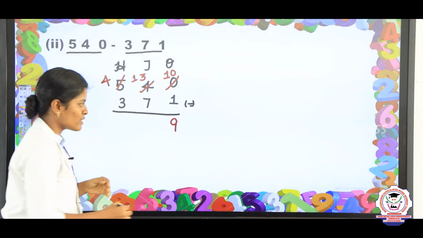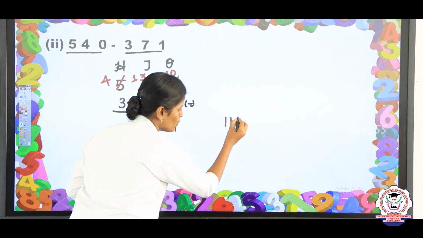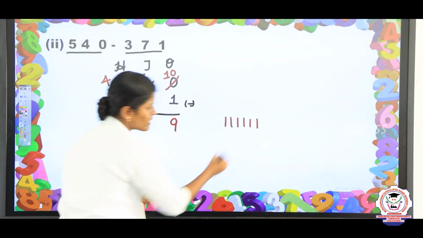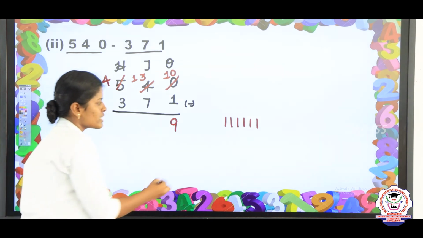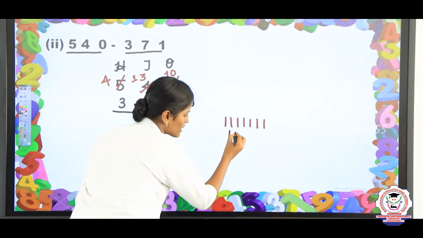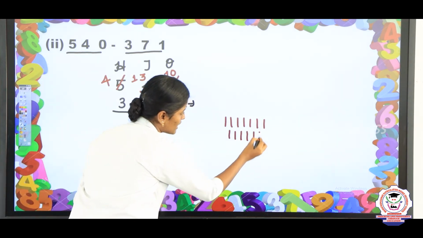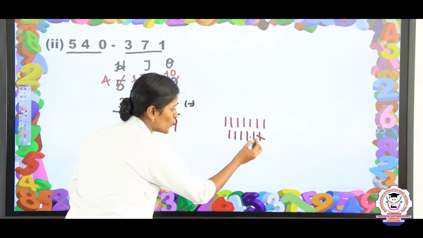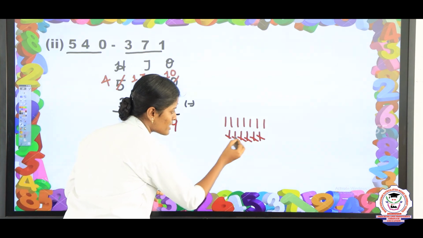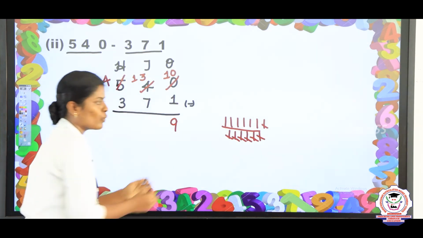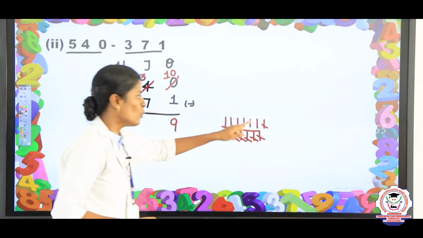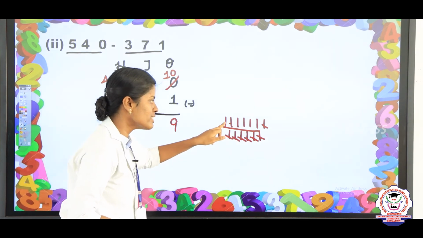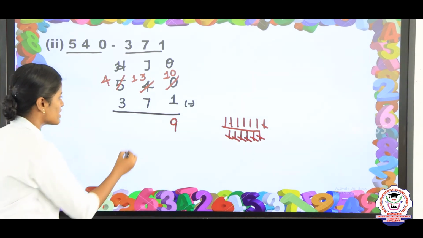Put 13 lines. 1, 2, 3, 4, 5, 6. The next one is 7, 8, 9, 10, 11, 12, 13, and strike out 7 lines. 1, 2, 3, 4, 5, 6, 7. Now we are going to count the remaining lines. We have 1, 2, 3, 4, 5, 6. So the answer is 6.